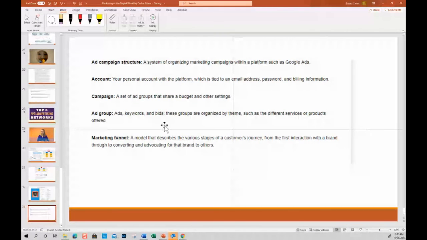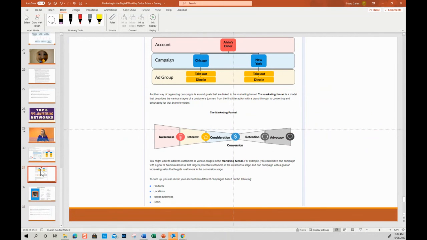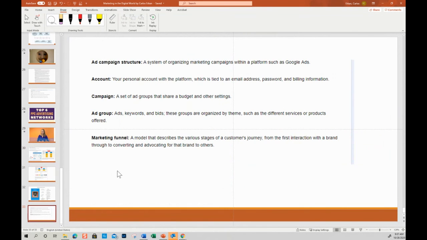So basically these are the key concepts we talked about: the ad campaign structure. Your assignment is going to be based on doing a structure of a particular company. You will see that it's not complicated. This is starting at a very easy stage. Keep in mind that the campaign structure can have different types of structure, so there is not only one type.